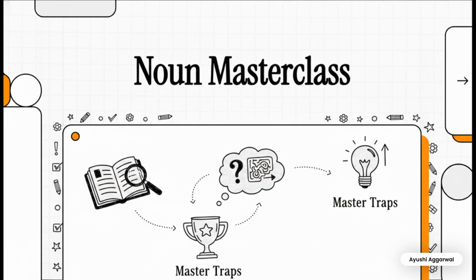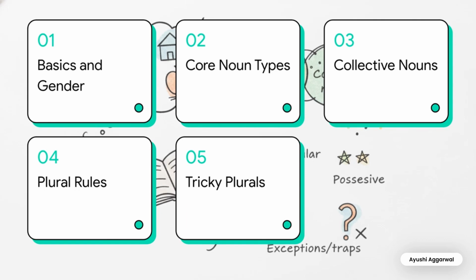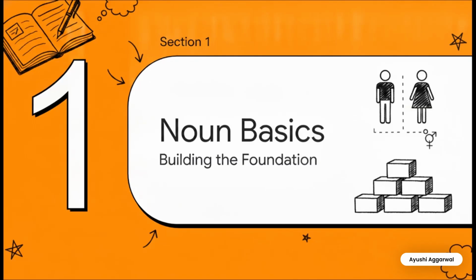चलिए शुरू करते हैं. Okay, so let's just quickly look at our agenda for today. We'll start with noun basics and gender, then move on to core types of nouns, followed by important collective nouns. After that, we'll look at singular to plural rules and wrap it all up with those tricky plurals for exams. All right, Section 1, Noun Basics and Gender.